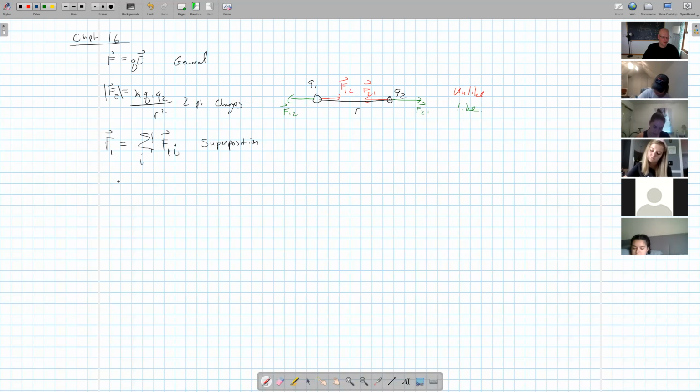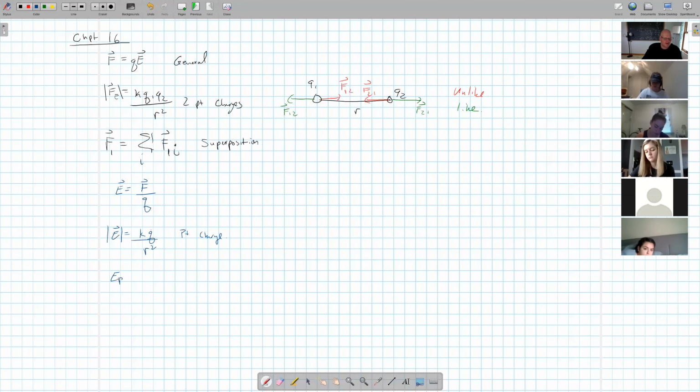From there, we talked about electric fields. So remember, electric field in general is equal to the force divided by the charge, which means that for a point charge, the electric field is equal to K times Q divided by R squared. So this is the magnitude of the electric field, and this is for a point charge. And again, this satisfies the superposition.